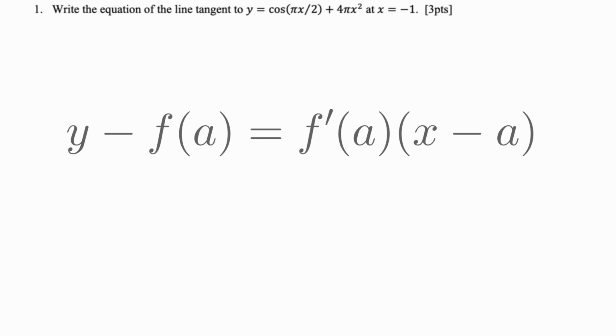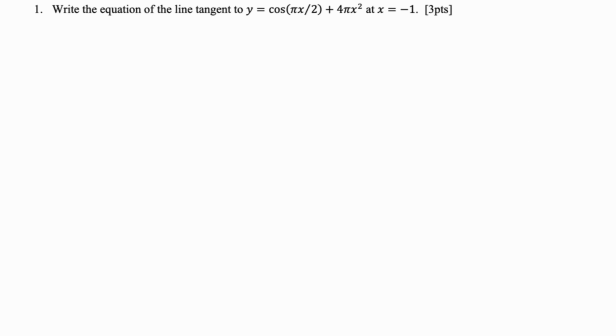So we're going to need to know the value of the function, we're going to need to know the derivative, and then the value of the derivative. Then we'll write the equation. So for the value of the function, that's going to be just y of -1, which will be the cosine of negative pi over 2, which we know is 0, and then plus 4 pi times -1 squared is +1.